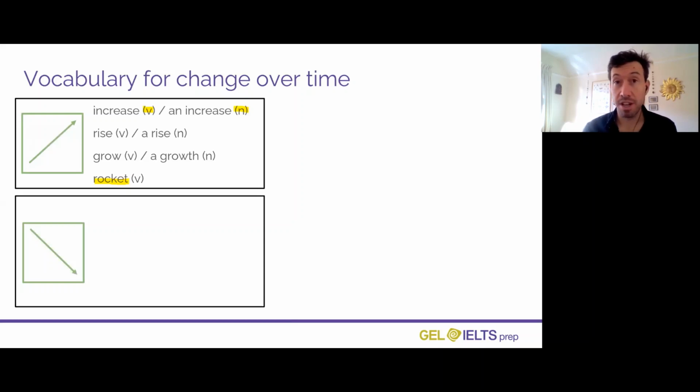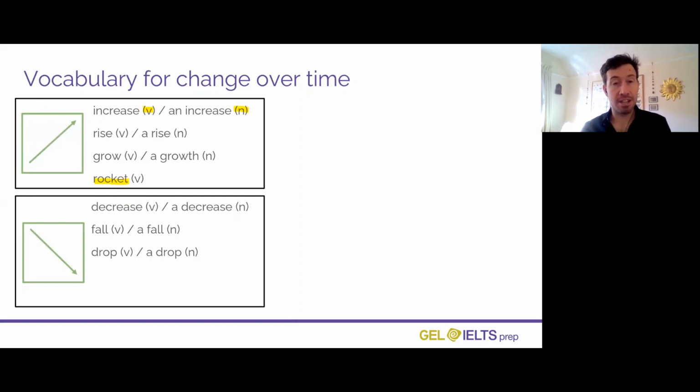Let's look at ones for go down. Opposite of increase, we've got decrease. And again, we've got a verb, and a decrease is the noun of that. Fall and a fall. Drop, and a drop is the noun.